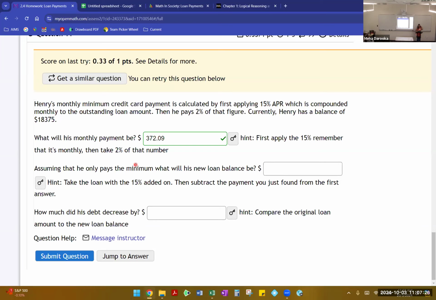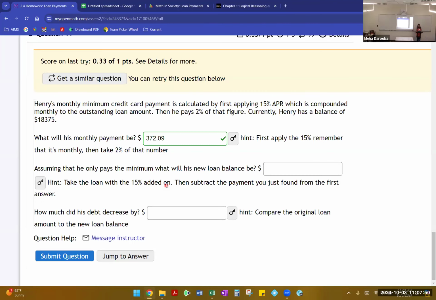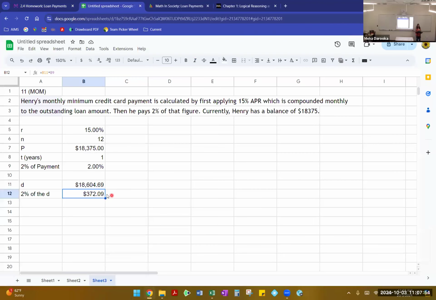All right, so assuming that he only pays the minimum, what will his new balance be? Okay, so take the loan with the 15% added on, we already did that, and then subtract the payment you just found in the first answer. So are we just saying you do one minimum payment and see what the balance will be? So let's try that. Take the loan. Okay, so you are taking this new amount that we came up with.